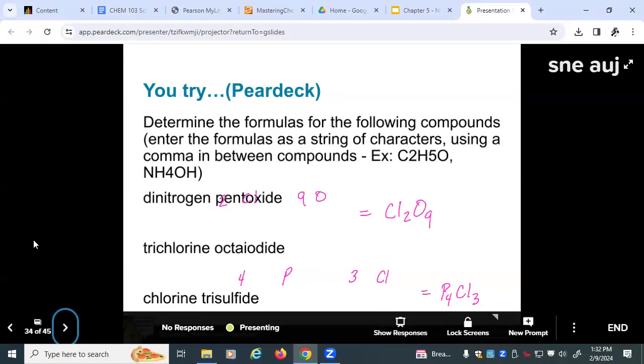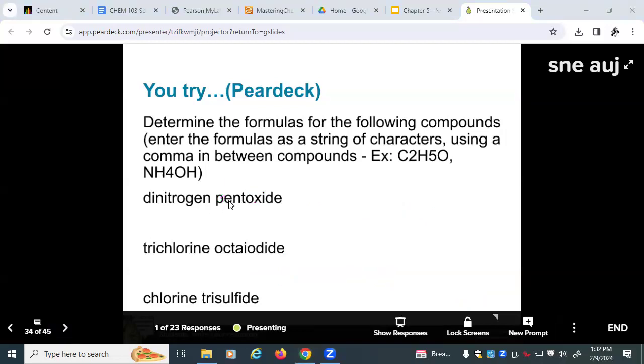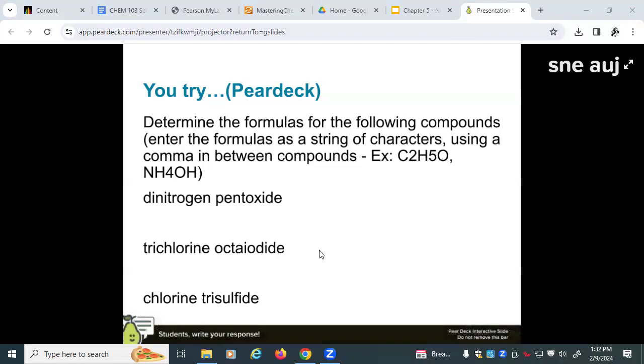So give you an opportunity to try some more here. 3 compounds. Put in the formulas for those compounds. Separate each formula using a comma.